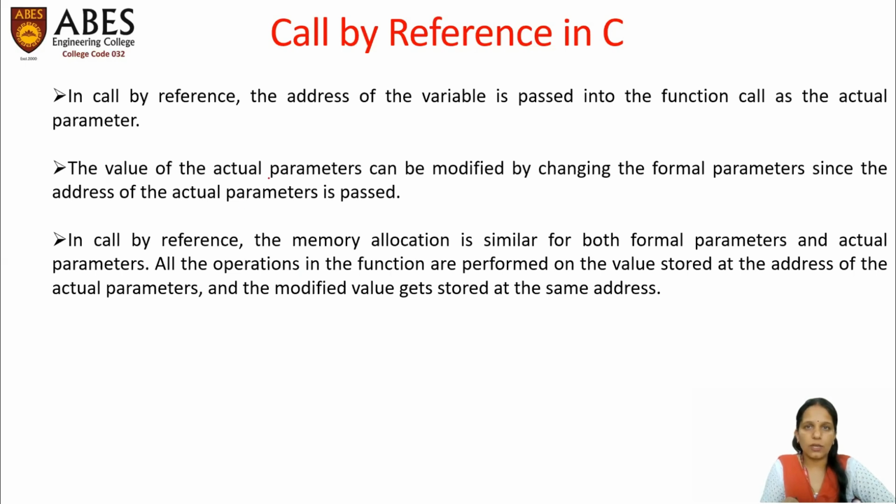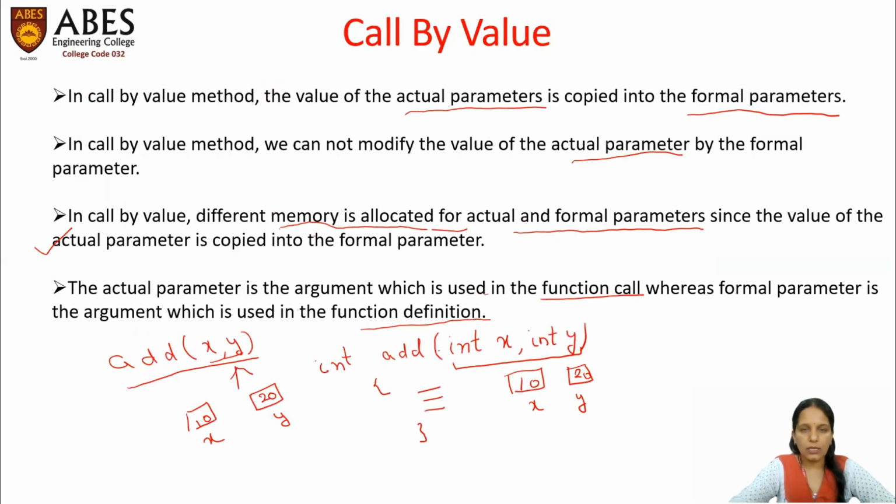The address of the variable is passed into the function call, right? We are passing the address of the variable into the function call as the actual parameter. We are not taking the value. So the value of the actual parameter can be modified by changing the formal parameter, because the address is passed. If we see the last example, we were passing the value only, like the x value was copied into the formal parameter.